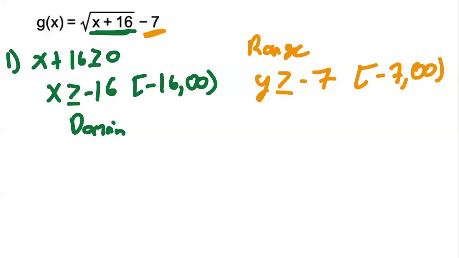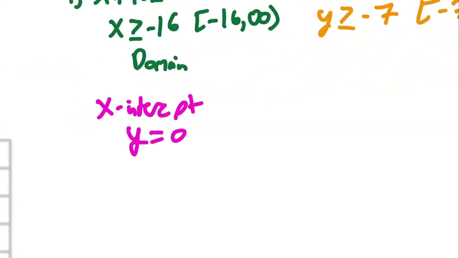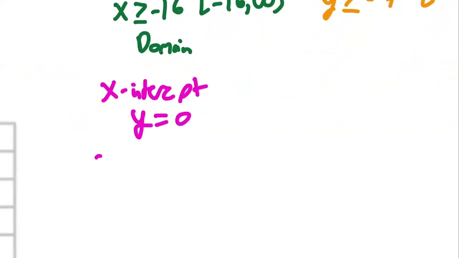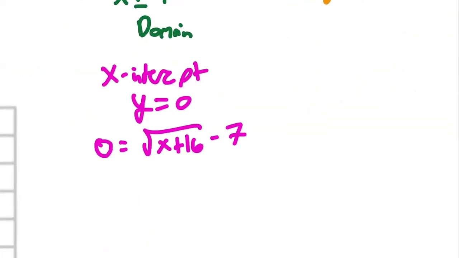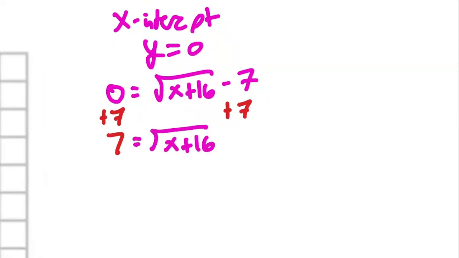Okay, the next ones are probably the hardest part. X-intercept. This is when y is equal to 0. So you're going to have to plug in 0 for y and solve the equation. So 0 is equal to the square root of x plus 16 minus 7. So solve, add 7 to both sides. 7 is equal to the square root of x plus 16.